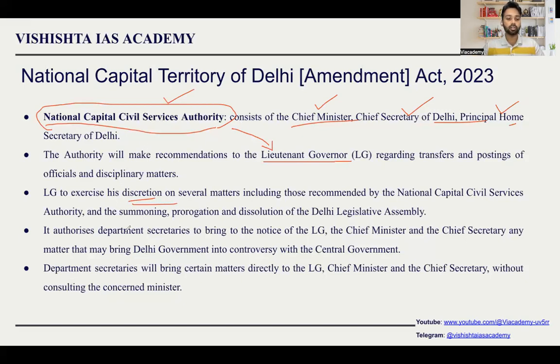This particular authority authorizes the department secretaries. Department secretaries are usually IAS officers.